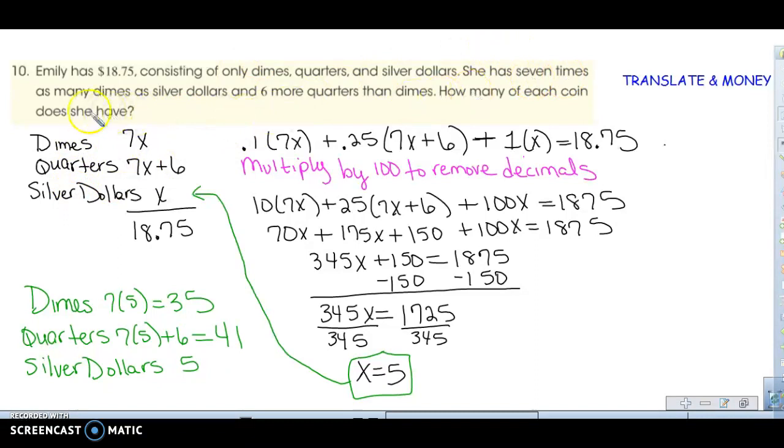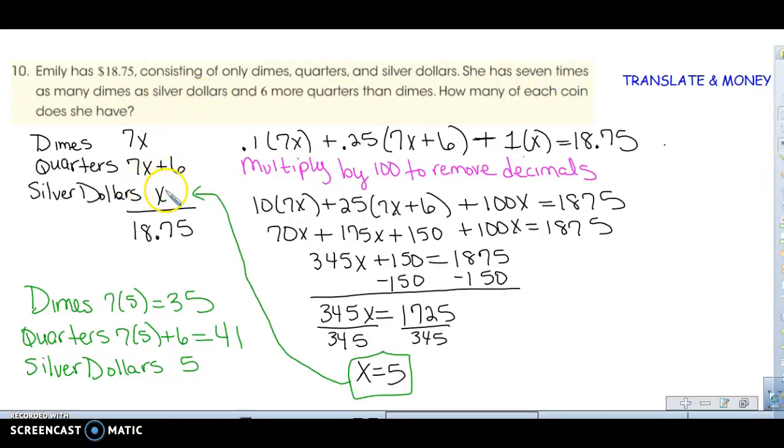She has 7 times as many dimes as silver dollars. We don't know either one, but notice how they're describing the dimes in terms of the silver dollars. She has 6 more quarters than dimes. Once again, we don't know either one, but they're describing the quarters in terms of the dimes. So let's go back to the first part. 7 times as many dimes as silver dollars.